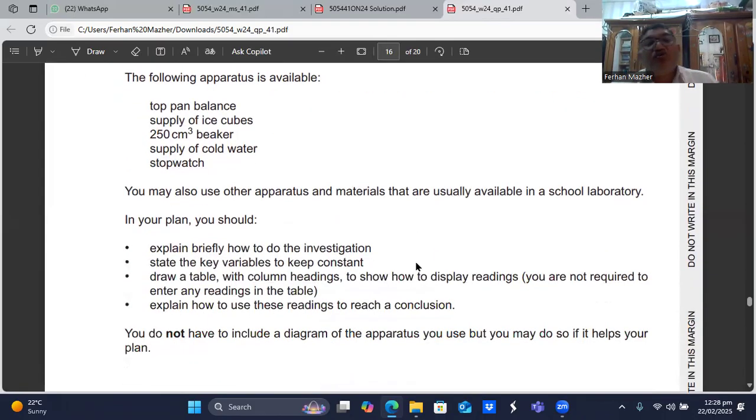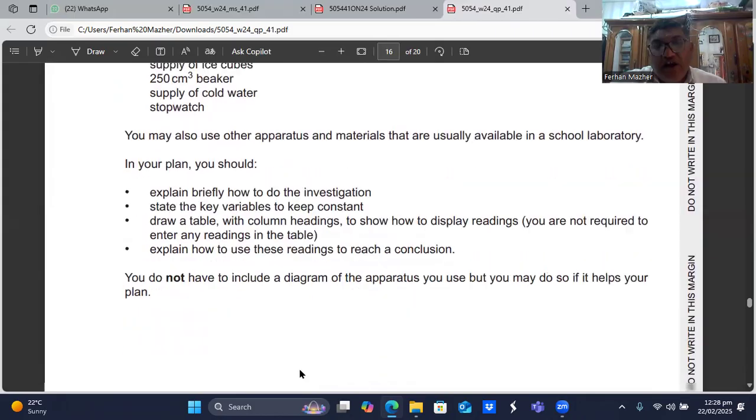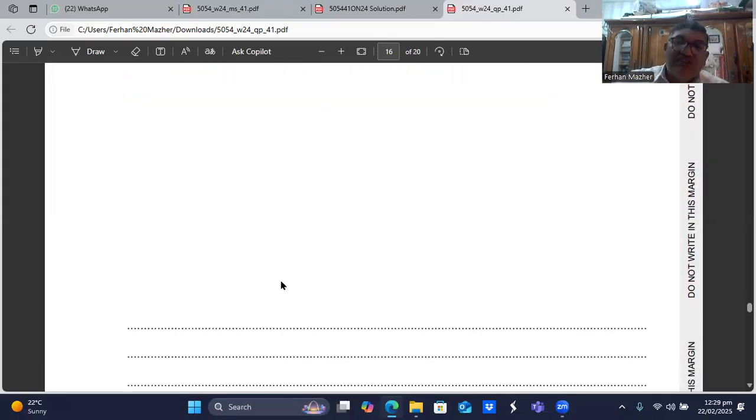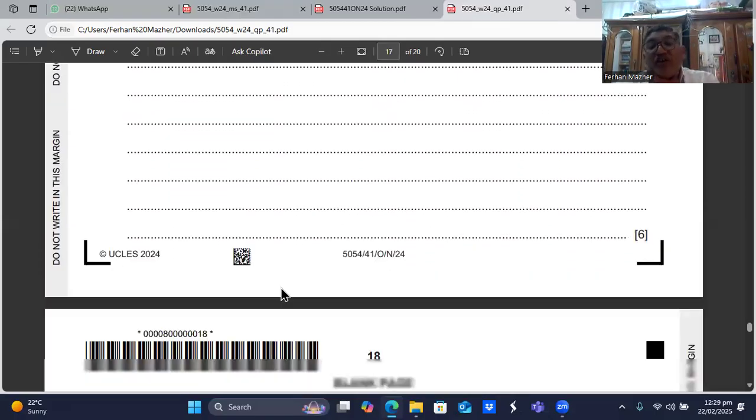In your plan, you should explain briefly how to do the investigation. State the key variables to keep constant. Draw a table with column headings to show how to display readings. You are not required to enter any reading in the table. Explain how to use these readings to reach a conclusion. You do not have to include a diagram of the apparatus you use, but you may do so if it helps your plan. So this is the question, and this question is of how many marks? It is of 6 marks.